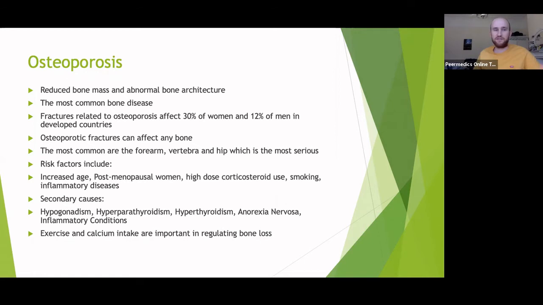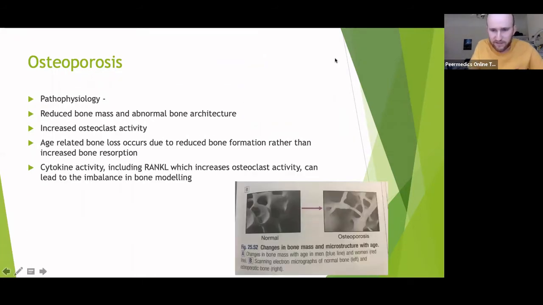So osteoporosis is reduced bone mass and abnormal bone architecture. So I'll show you the picture first. We'll go back to that slide. But basically, if you look in the bottom right of that photo, that's a normal bone matrix and microstructure. In osteoporosis, that's a lot less dense, and that's why you have the increased risk of fracture. It's just because it's so much less dense.